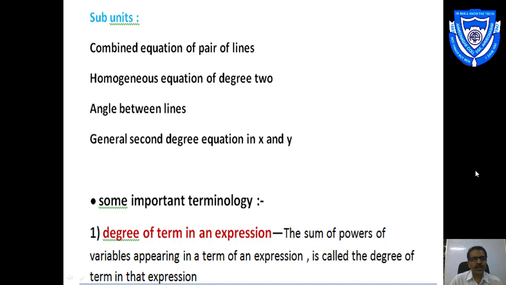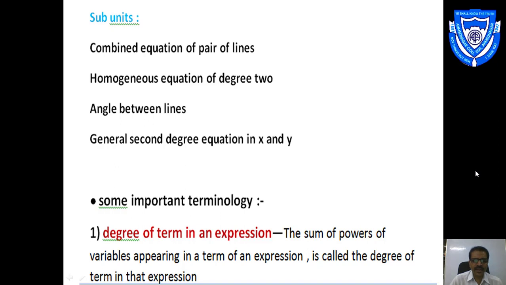Now to discuss all these subtopics, we need some important basic terms. So under the title, some important terminology, let us first discuss the basic terminology which we need here. The first term we need here is degree of term in an expression.